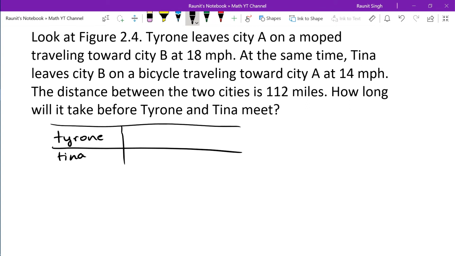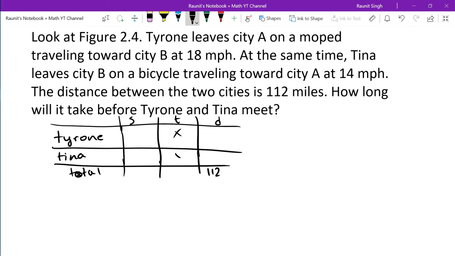Okay, so we are going to have the speed. I'm going to put S for speed, and then we're going to have time, and then we're going to have distance. Total. Sorry for that, I messed up. So we know the total distance is 112 miles.